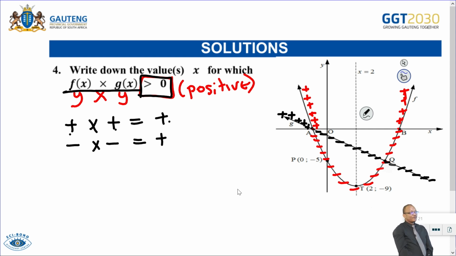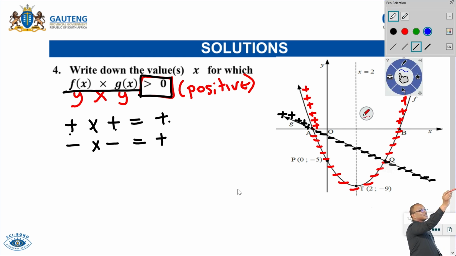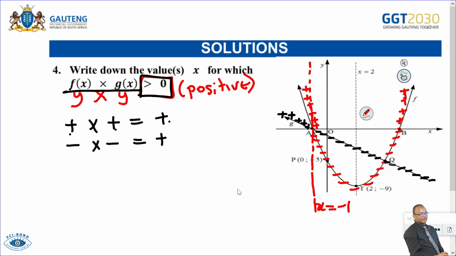Correct. So now, what I mean here, or what I'm trying to say here, is that looking at this interval, we know that x is equal to -1, right? And then now, here, x is equal to 5.